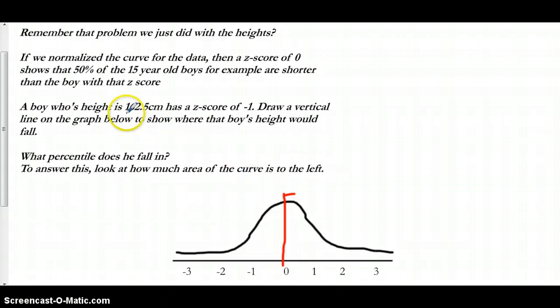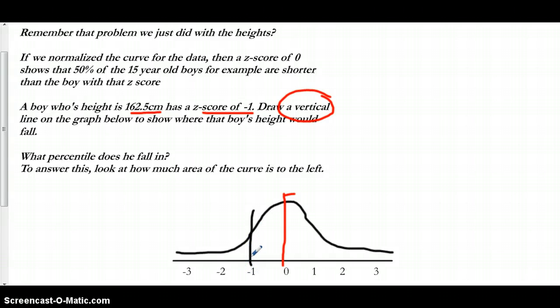A boy whose height is 162.5 centimeters has a z-score of -1 based on the earlier problem. Go ahead and draw a vertical line like I did for a z-score of 0 for that particular z-score. Looking at the graph, what percentile is that boy in? To answer this, what you're going to do is look and see what percentage of area seems to be to the left of that -1. And again, it's a freehand drawing, so it's not going to be perfect, but just an estimate. Press pause and give it a try.